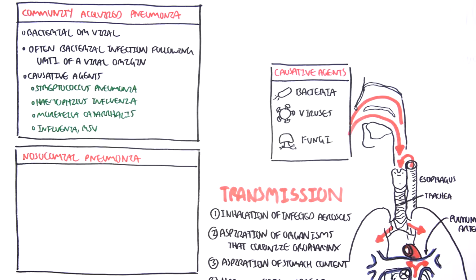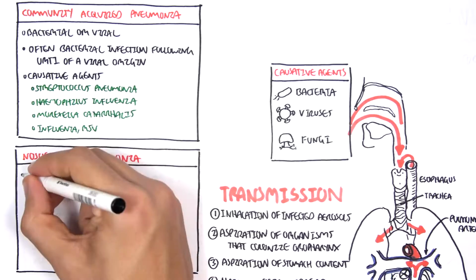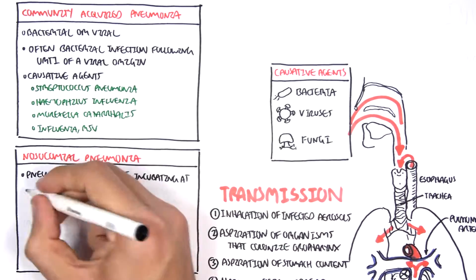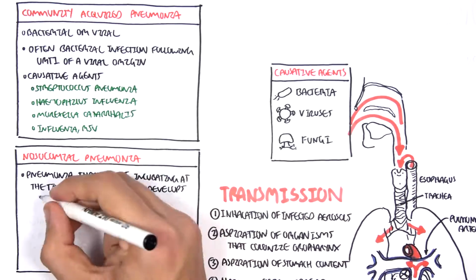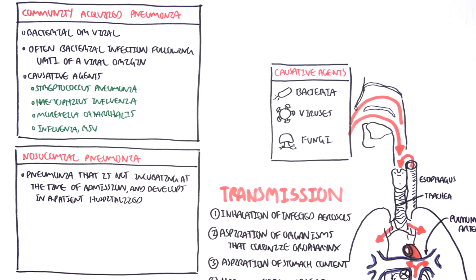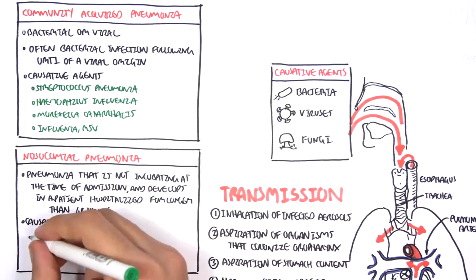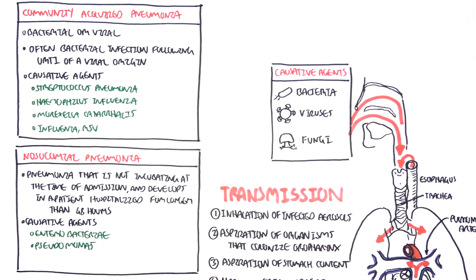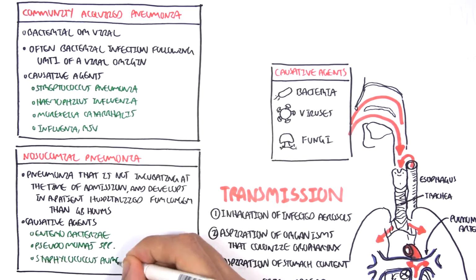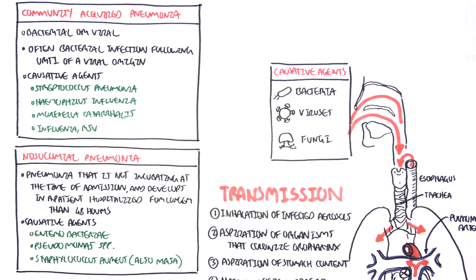Now, nosocomial pneumonia, also known as hospital-acquired pneumonia. Nosocomial pneumonia is pneumonia that is not incubating at the time of admission to the hospital and develops in a patient hospitalized for longer than 48 hours. So essentially, it's a lung infection after being admitted to hospital. So the causative agent is from the hospital. And these causative agents can be the Enterobacteriaceae, Pseudomonas species, as well as Staphylococcus aureus, also taking into account methicillin-resistant Staphylococcus aureus.